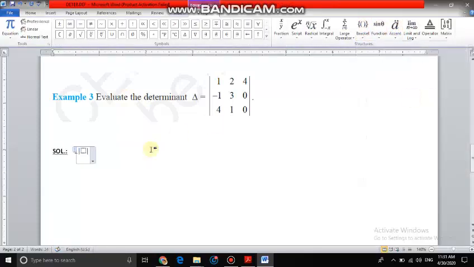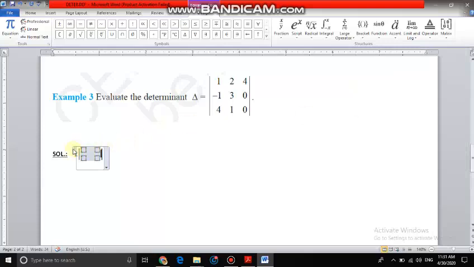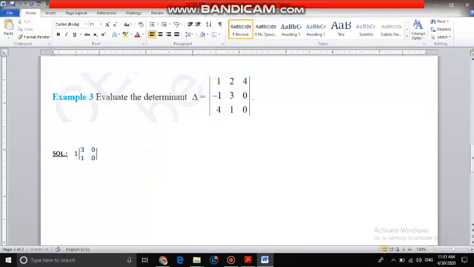So 1 into, so it will take a little bit of time. Okay, and let me copy this also. So 1 into, first row and first column, if I exclude, my left out elements are 3, 0, 1, 0. These are the first elements. Then minus, what we can do is, let me put the brackets, so it will be clear.